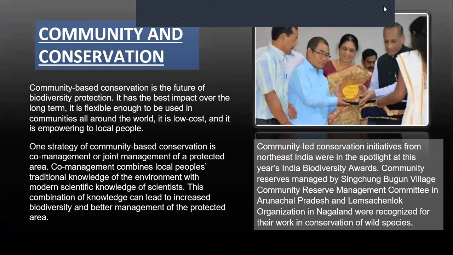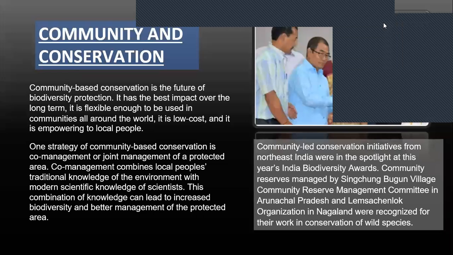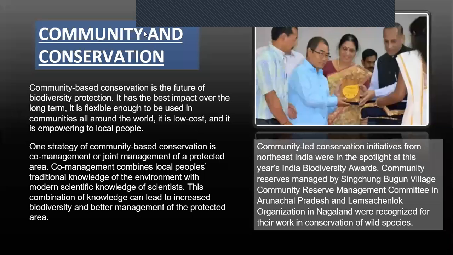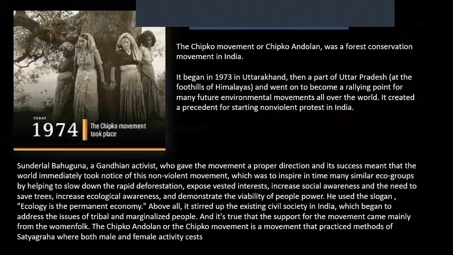One strategy of community-based conservation is co-management or joint management of a protected area. Co-management combines local people's traditional knowledge of the environment with modern scientific knowledge of scientists. This combination of knowledge can lead to increased biodiversity and better management of the protected area. One such great example is the community of villagers of Uttarakhand, who in 1972 launched the Chipko movement to protect trees from private contractors. So I would like to introduce the Chipko movement and how they performed that task.